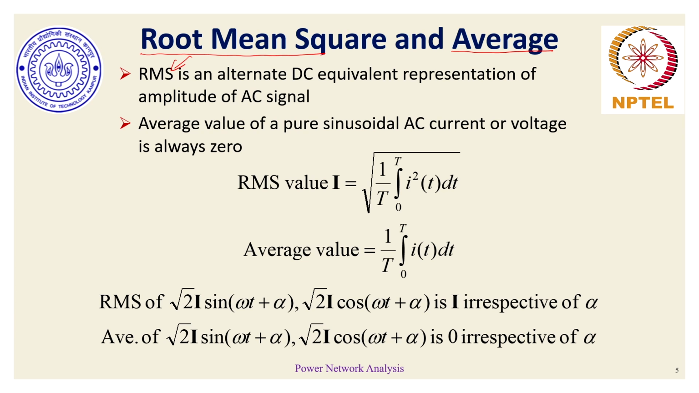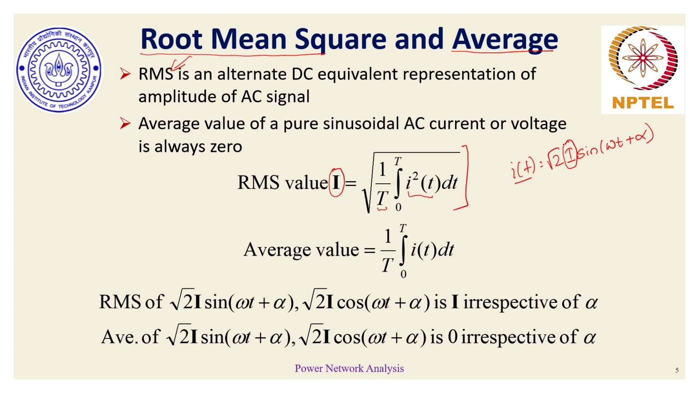RMS, as the term says, if i of t is the same signal which we have taken earlier, which is root 2 I sine omega t plus alpha, to find the RMS value, we take the square of this i of t, which is the term given over here. We take the average of this square over an entire time period, which is for capital T seconds, and then essentially we take the square root of it, which defines the RMS value. And for the AC signals that we have considered in the previous slide, this coincidentally turns out to be the same value as capital I, which is marked over here.